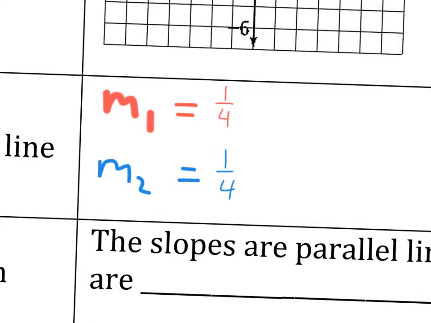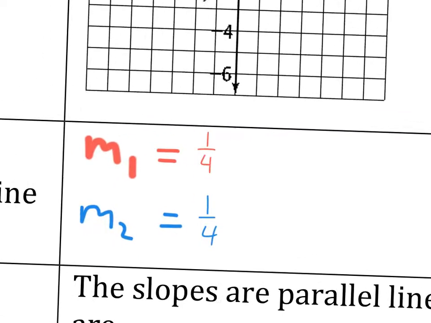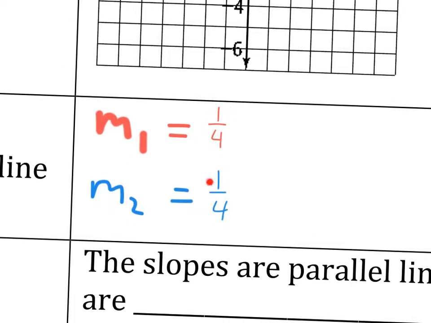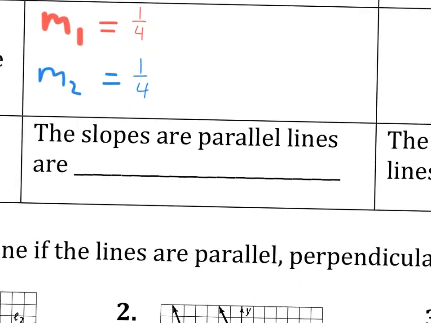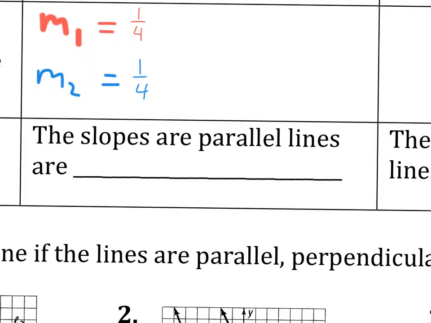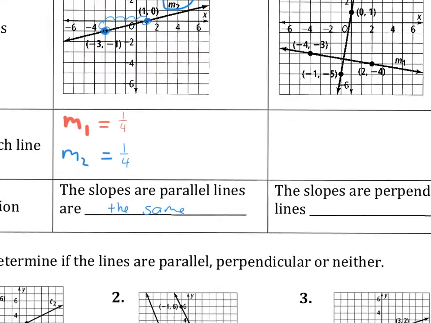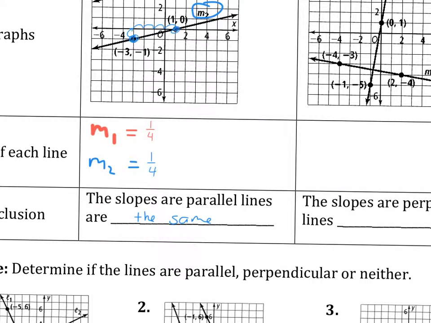What do we notice? That we have exactly the same. So what can you conclude about parallel lines? The slopes of parallel lines are the same. Good. The reason why we don't say congruent is because slope is a number, not a shape. So there we go. Slopes of parallel lines are the same.